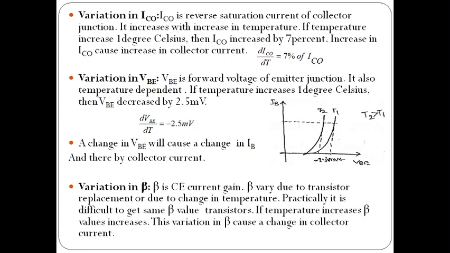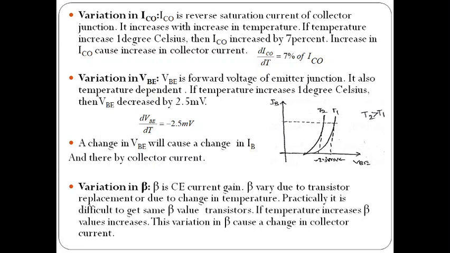Next, variation in VBE. We know VBE is the potential between the base and emitter terminals, so this is the forward voltage of the emitter junction. The emitter junction must be in forward bias in a CE amplifier. So VBE is the forward voltage of the emitter junction. It is also temperature dependent. How it depends on the temperature, we'll discuss.